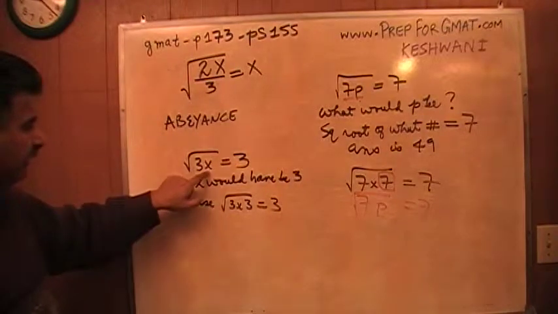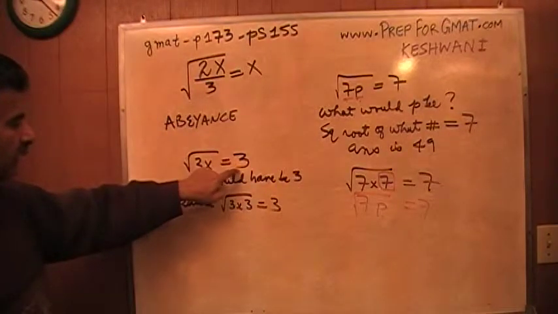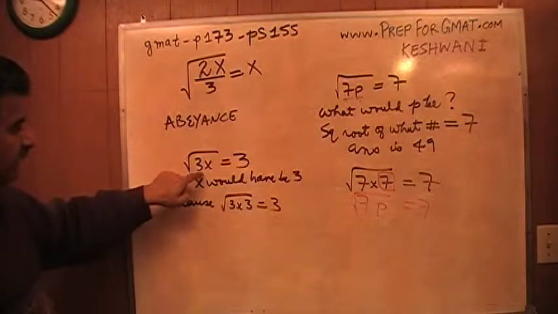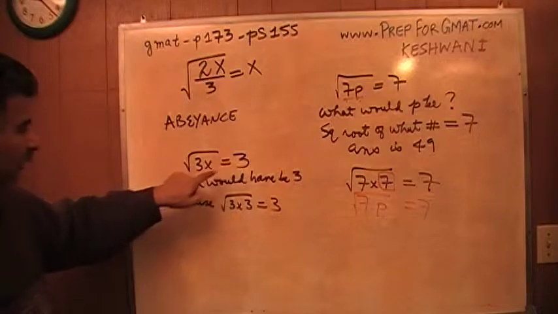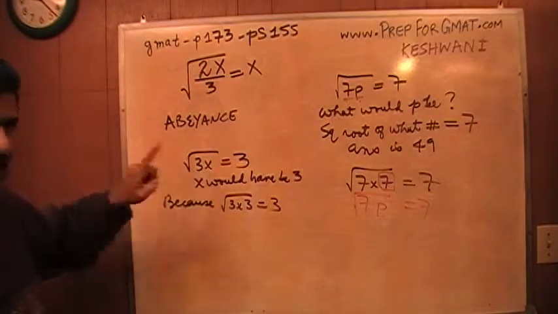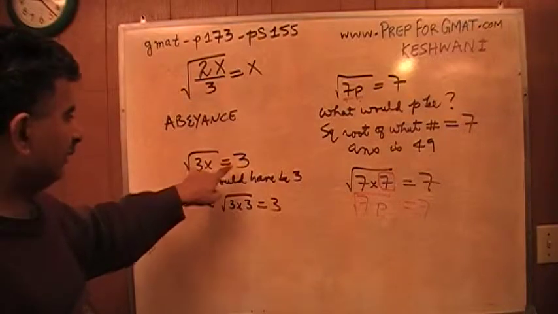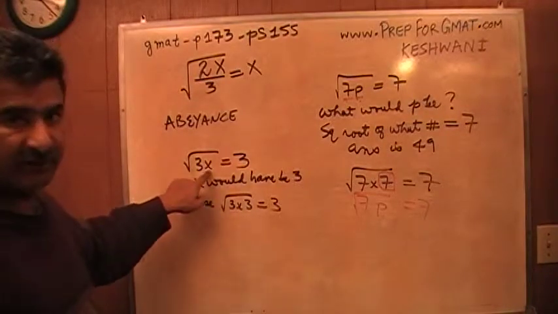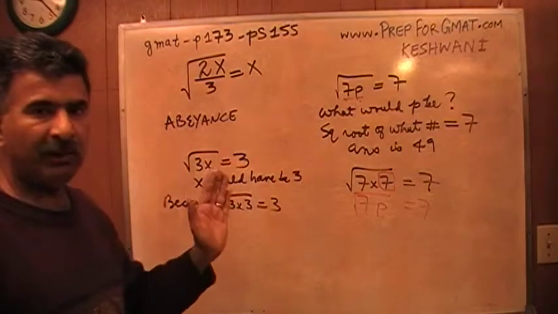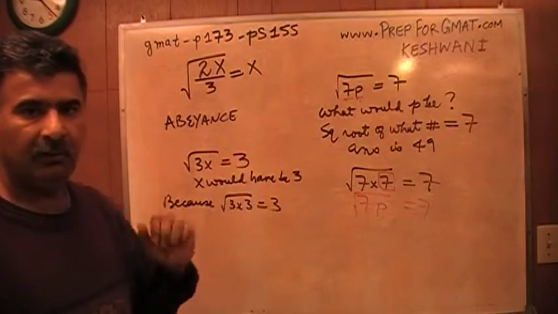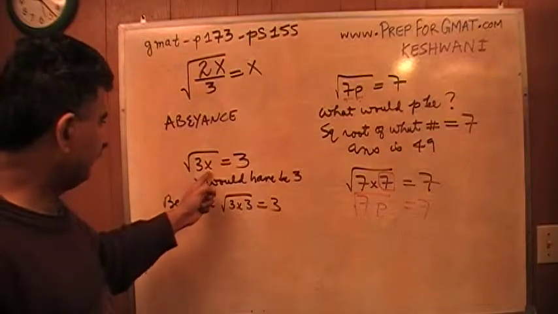So x will have to be 3, because 3 times 3 equals 9, because we have a 3 here that is being multiplied by some other number, and we get back to 3. The only number that the 3 can multiply by, and when we take a square root of it, we get back to 3, is 3 itself, because that's what square root means. Square root means, what is that number which, when multiplied by itself, gives us 9. So this has to be 3.